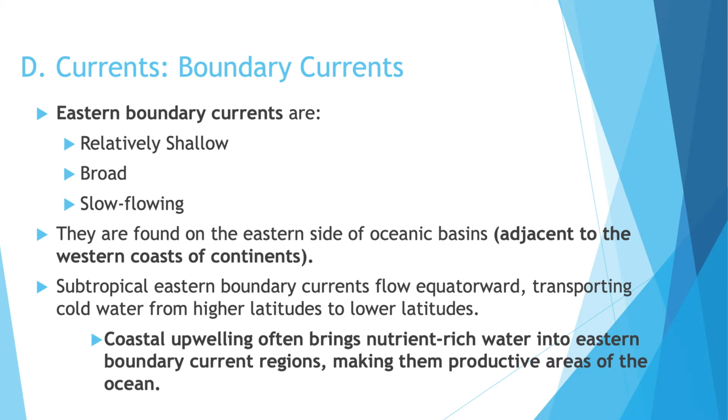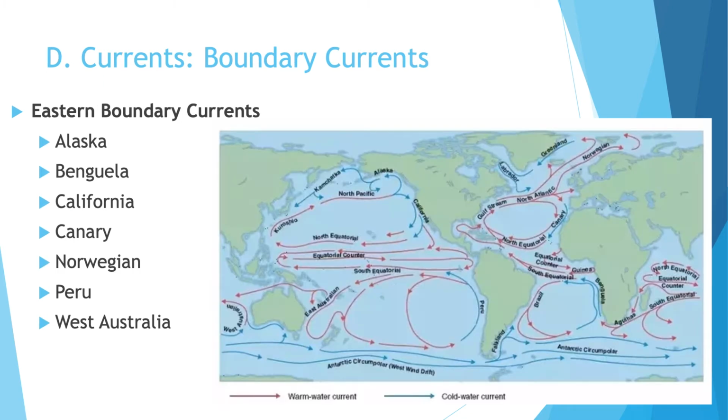Eastern boundary currents usually flow towards the equator. They transport cold water from higher latitudes to lower latitudes, meaning that they move from the poles towards the equator, right? Now, eastern boundary currents are the following, but what I want to show you is the visual here. So your eastern boundary currents usually move towards the equator, right?